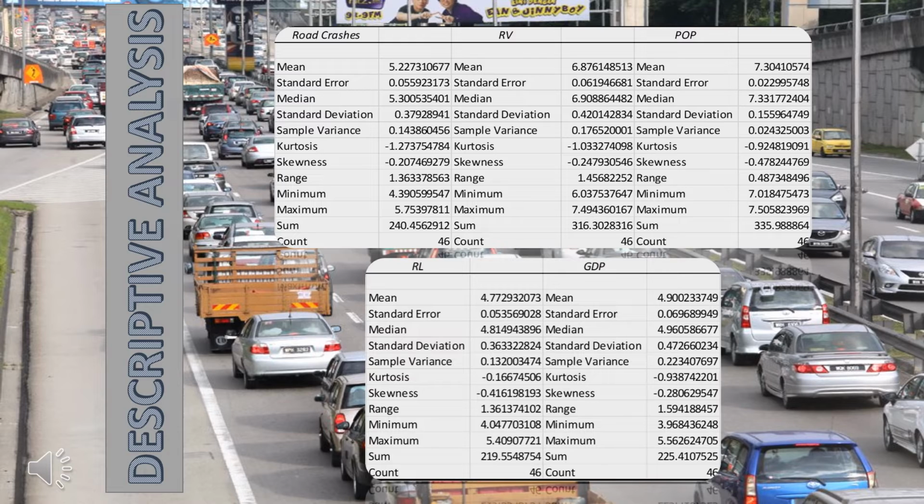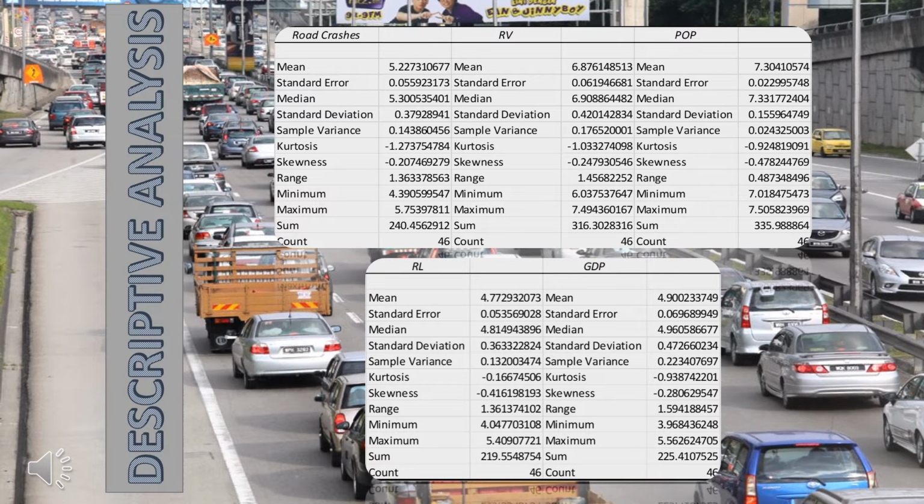Typically, use the standard deviation when you have fairly skewed data. Consider using the interquartile range, IQR. For the road crash data, the standard deviation is 0.38. The typical height falls 3.86 from the mean of 5.22. The range tells us that the spread from the highest to the lowest is 1.36.